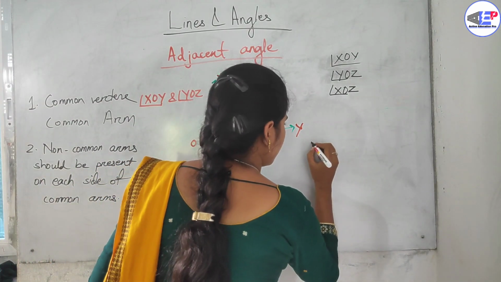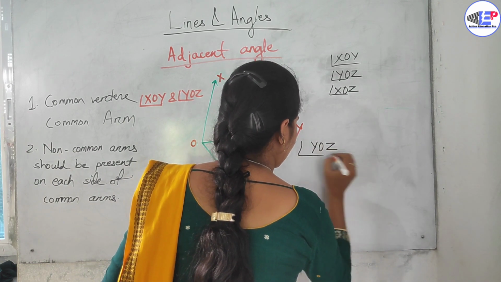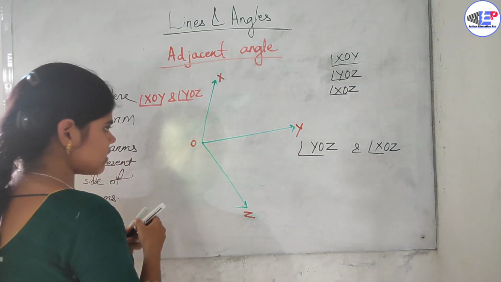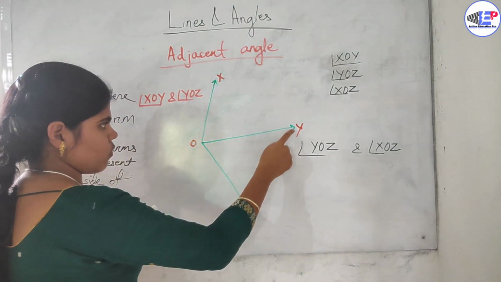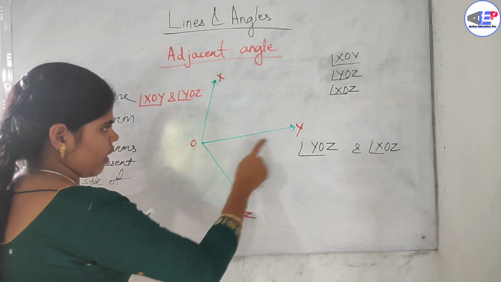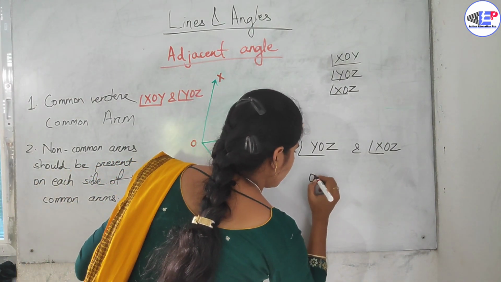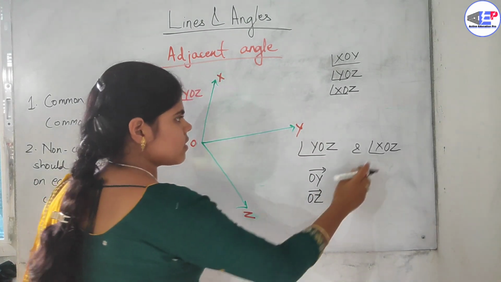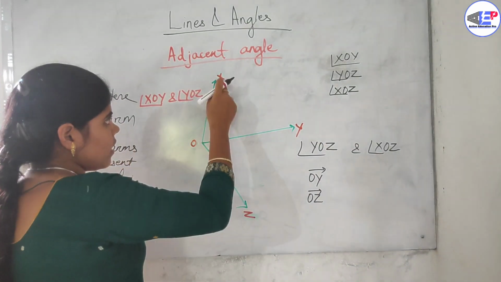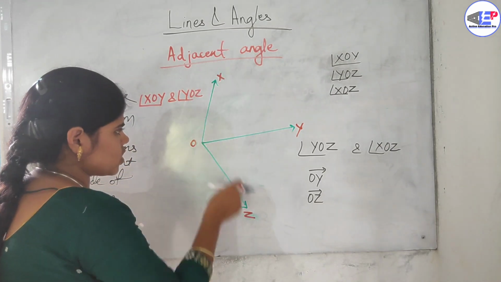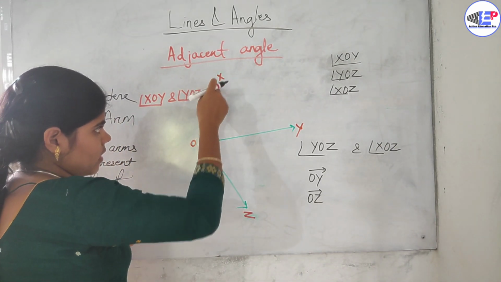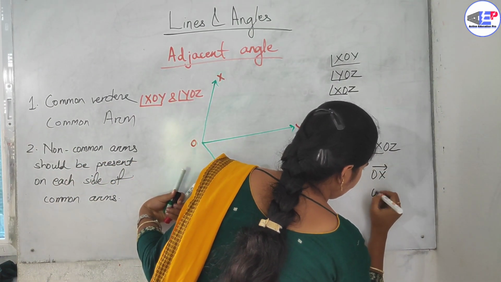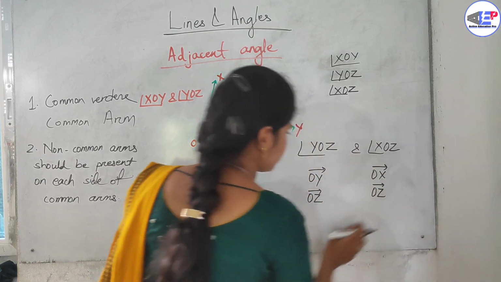Next pair: YOZ and XOZ. To make this YOZ angle, look here, YOZ, so you need OY ray and OZ ray. And to make XOZ angle, look here, XOZ, the total angle, we need OX ray and OZ ray.